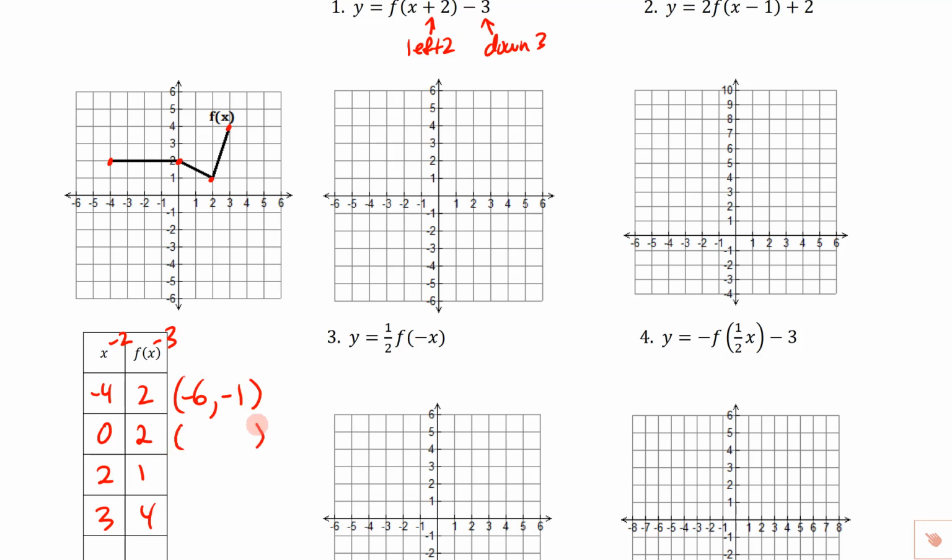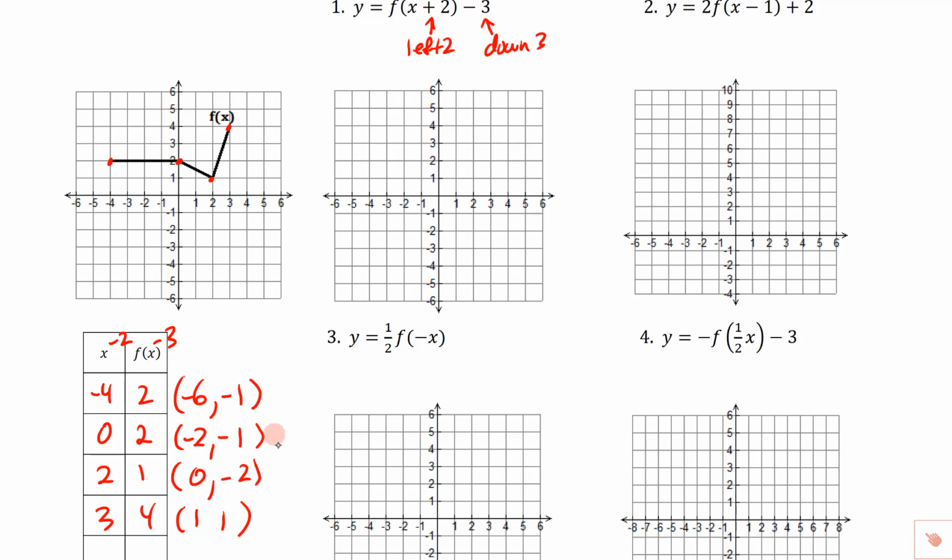Let's do the same thing on this one. So we do 0 minus 2, that's negative 2. 2 minus 3 is negative 1. Then we're going to do 2 minus 2, that turns out to be 0. And then I do 1 minus 3, that's going to be negative 2. And then the last one, we'd have 3 minus 2, so that's going to be a 1. And then 4 minus 3, that's going to be a 1. So we get those points right there.